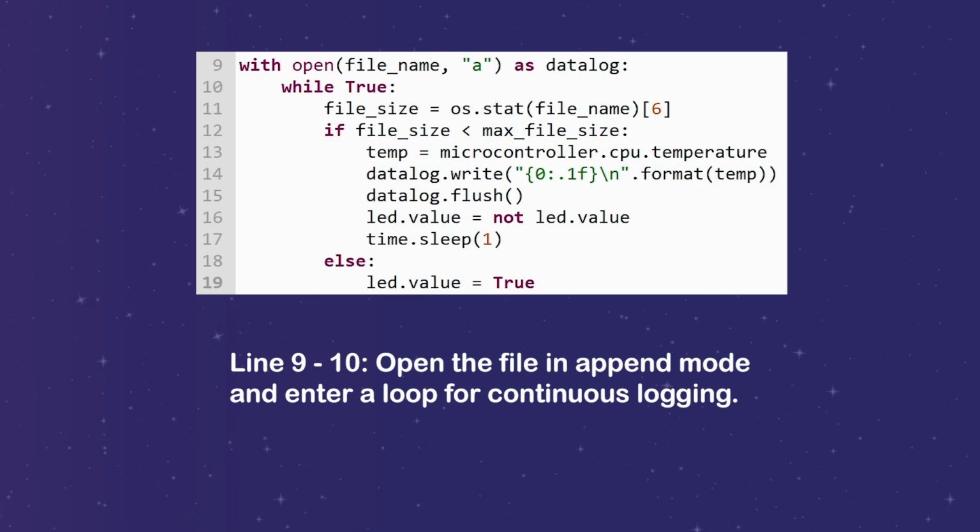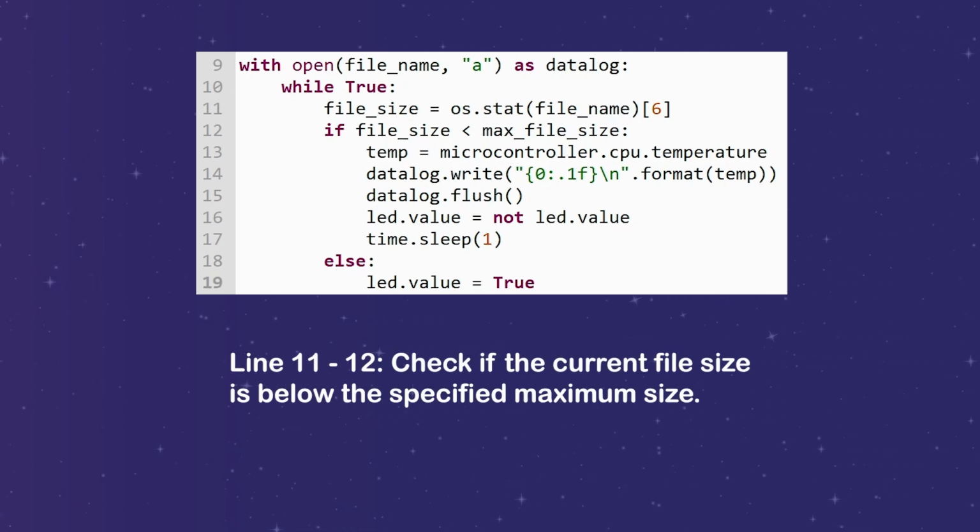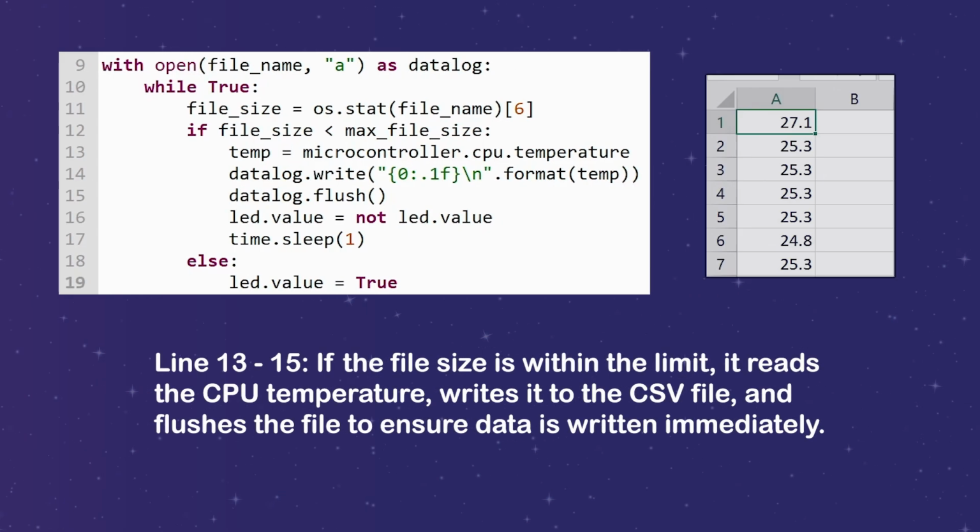Line 9 to 10, open the file in append mode and enter a loop for continuous logging. Line 11 to 12, check if the current file size is below the specified maximum size. Line 13 to 15, if the file size is within the limit, it reads the CPU temperature, writes it to the CSV file, and flushes the file to ensure data is written immediately.